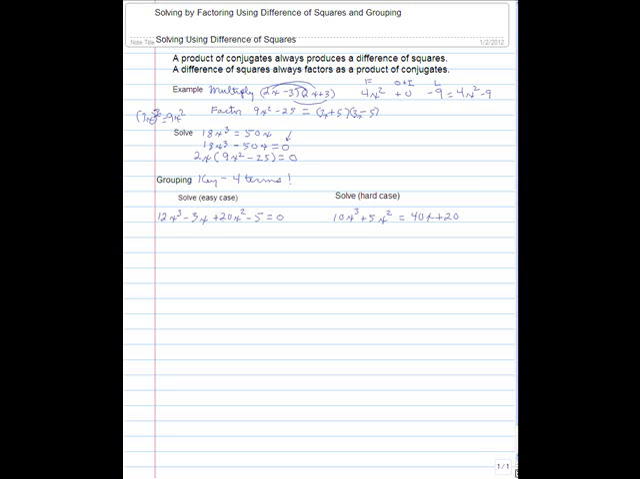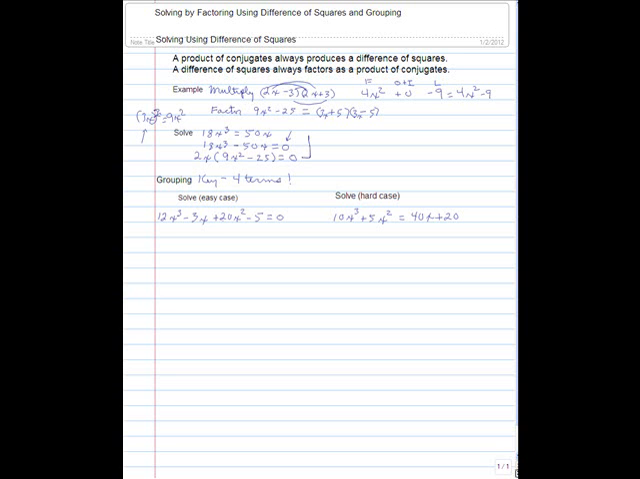I check it to make sure it's right. I multiply back and get 18x cubed. I multiply back and get negative 50x. So I did remove the 2x correctly. And what remained is a difference of squares. 3x squared is 9x squared, so that's a square. And of course 25 is a square.